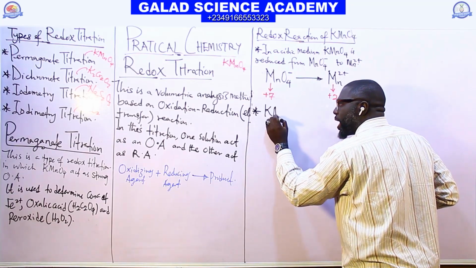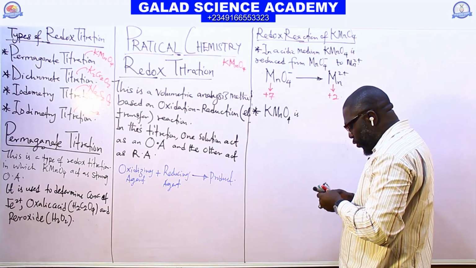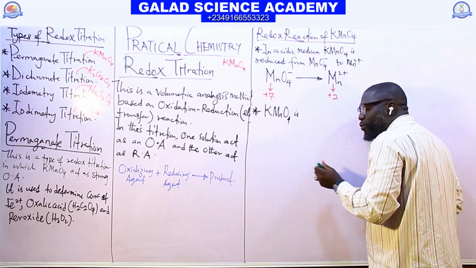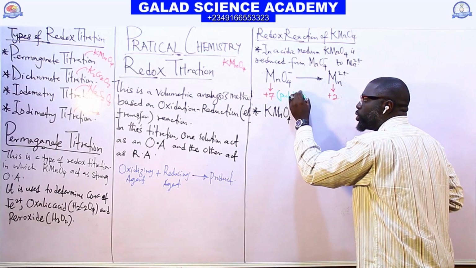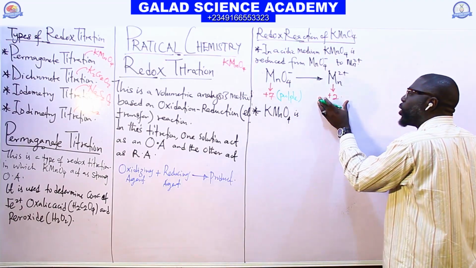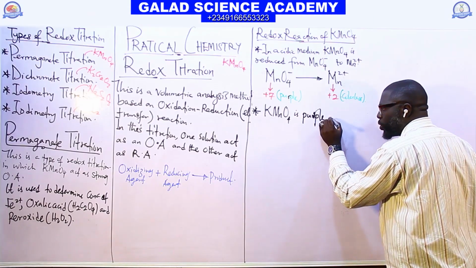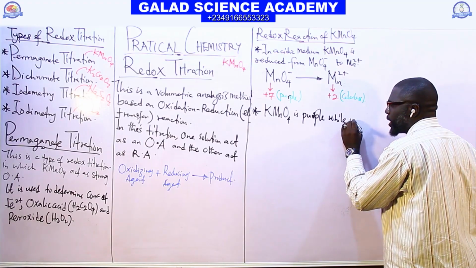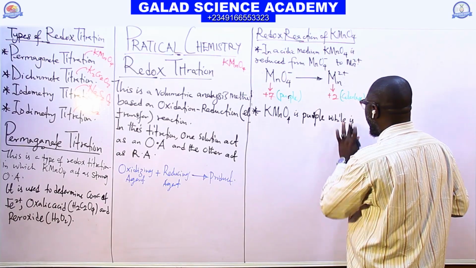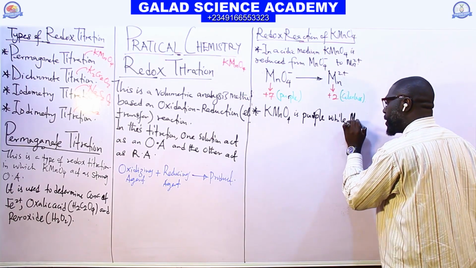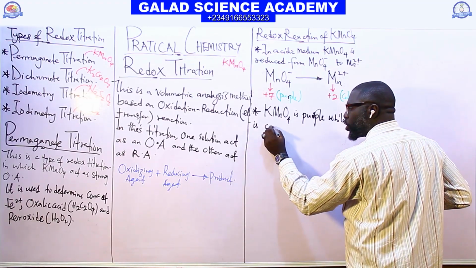And the second part of this is the color of KMnO4. From the beginning, the color of this KMnO4 is purple. Why? Because MnO4 minus is purple, while the Mn2+ ion is colorless.